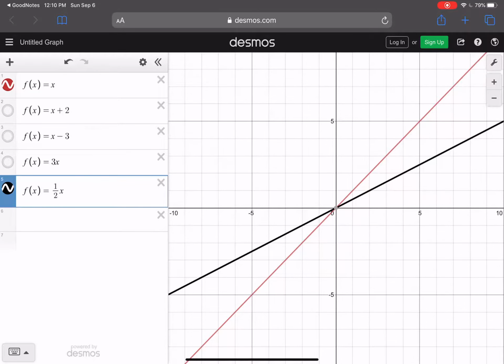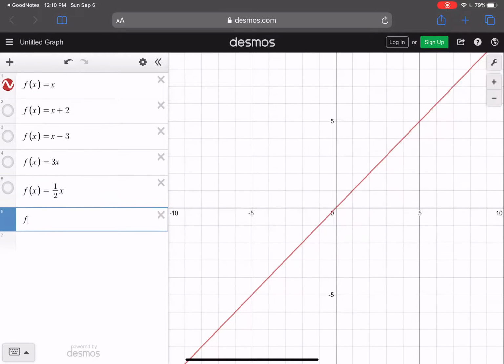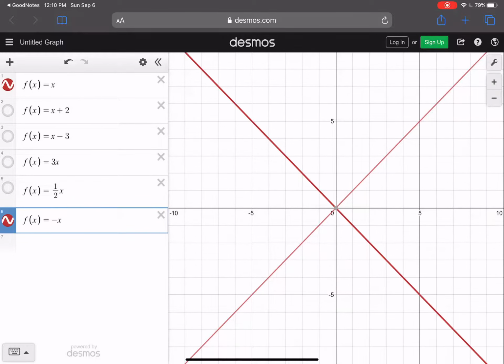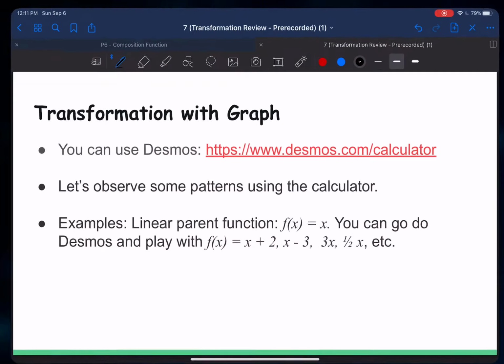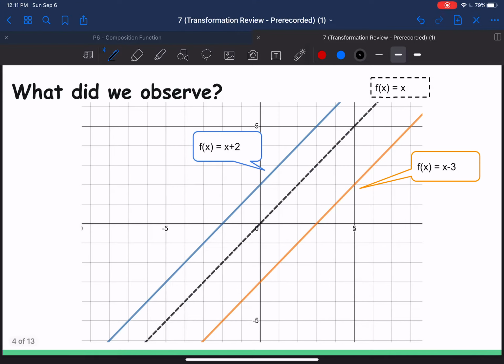I can also do f of x equals negative x. Then you see it just flipped. Compared to the original, if I multiply with a negative number, I have a reflection. We reflect our graph. So you can use Desmos during the test, or you can just play with it. That's totally fine. So let's go over some examples.